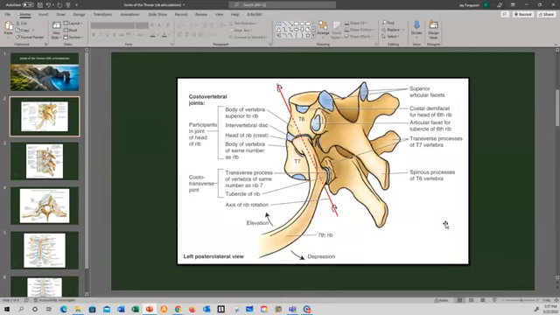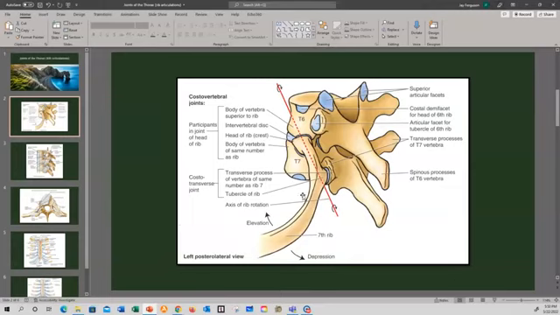Now if we focus on the costotransverse joint, it is also a synovial joint, and remember, that is the articulation between the tubercle of a rib and the transverse costal facet of the numerically corresponding thoracic vertebra. Now remember, ribs 11 and 12 do not have tubercles. Hence, T11 and T12 are not going to have transverse costal facets, so you wouldn't see those joints there.